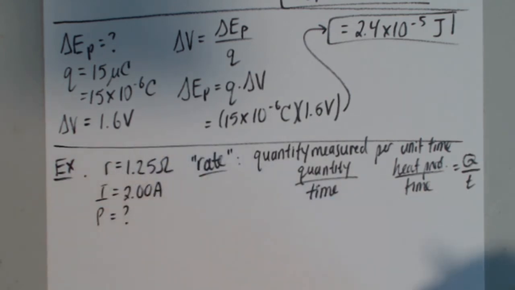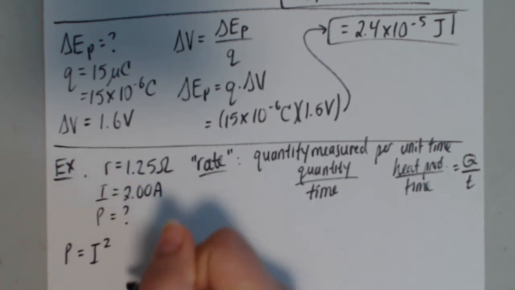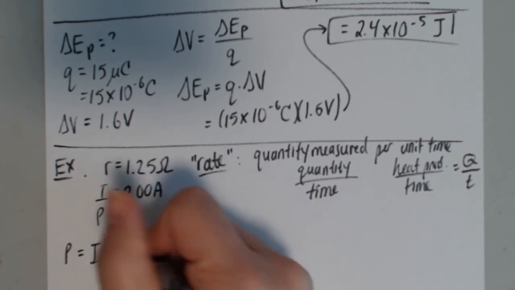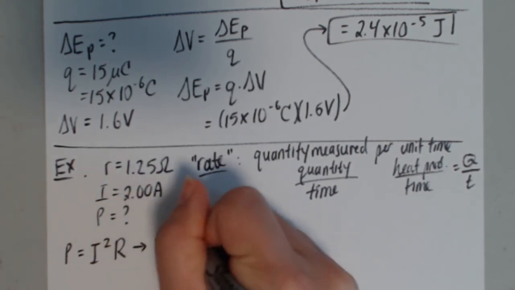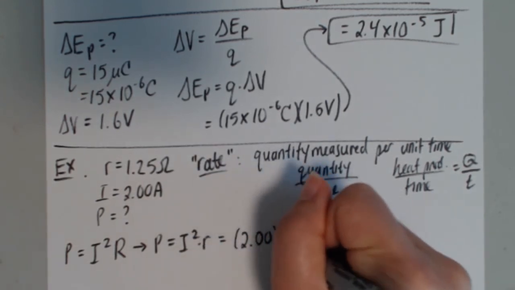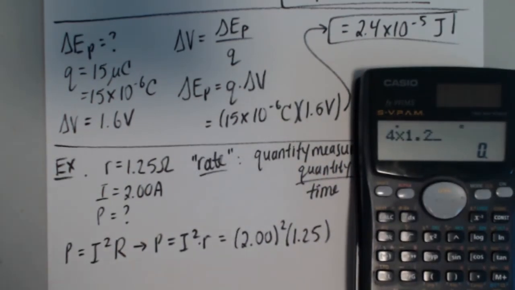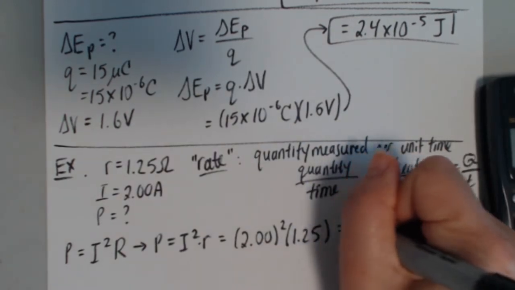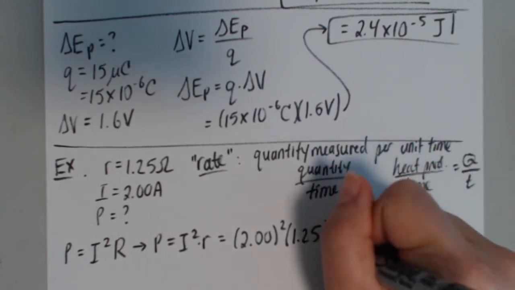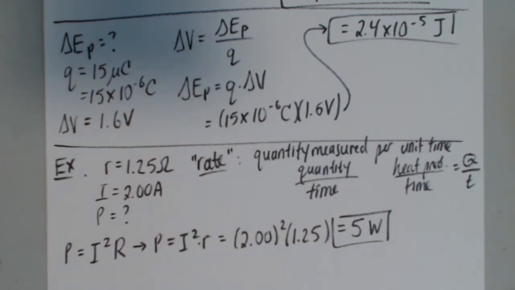All right, so what do we have? We are looking for P, and we just saw on the previous slide there is an expression, P is equal to I squared times R. Now, in this particular case, since we're dealing with internal resistance, we change this to P is equal to I squared times little r. So that's equal to 2.00 squared times 1.25. So that's 4 times 1.25. Okay, well, that's 5, sure. So 5 watts. This is how much energy per unit time, or 5 joules per second, that the battery is producing. Let's go back to the slides.